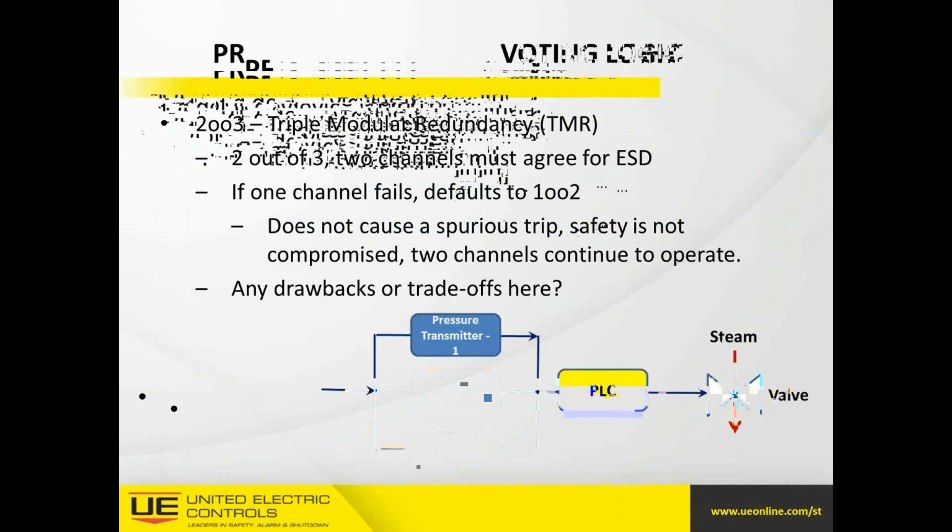It's probably about the only drawback, very common in our industry. It does raise, of course, the one concern of spurious trips. However, again, the spurious trips come with protection. If one of these transmitters happens to fail, we've got total protection within our safety instrumented system.